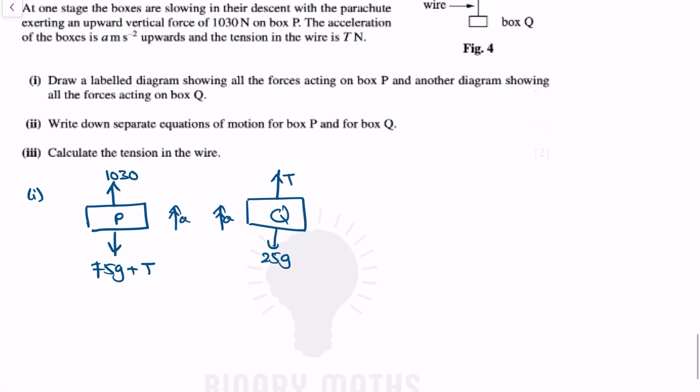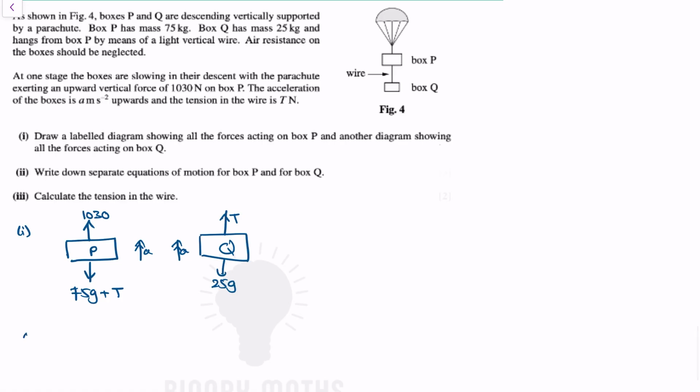Okay, part 2. Write down separate equations of motion for box P and for box Q. So for box P, we know that 1030 minus 75g minus T is equal to 75 times acceleration. For box Q, T minus 25g must be equal to 25 times acceleration. This is using Newton's second law.